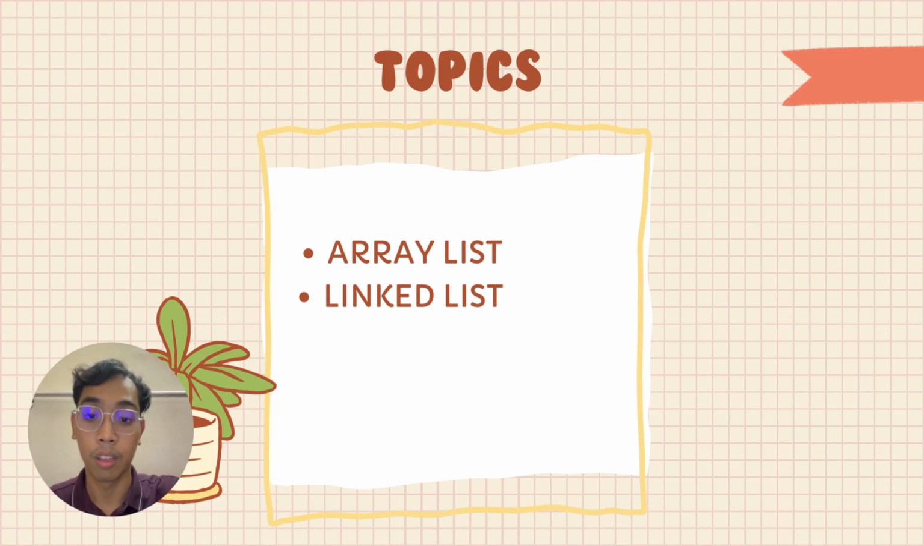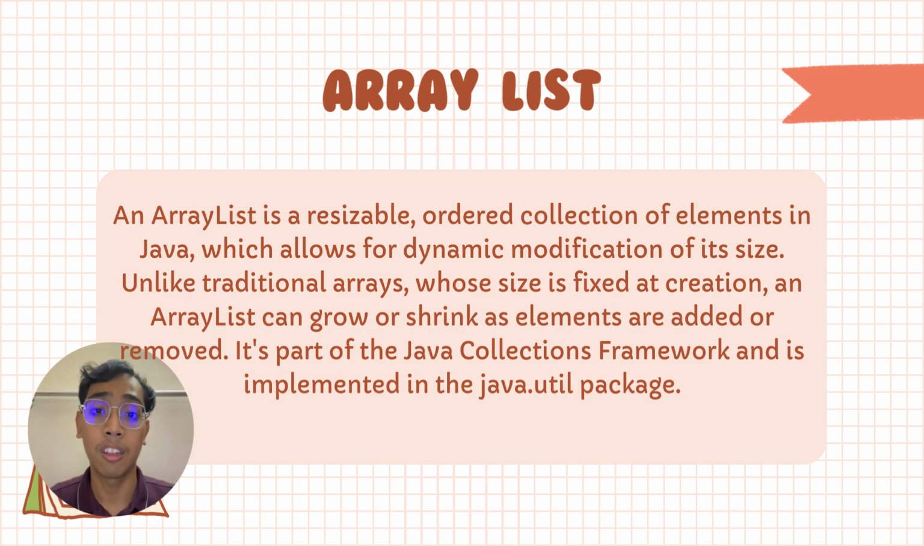Then the definition of an array list: an array list is a resizable ordered collection of elements in Java which allows for dynamic modification of its size. Unlike a traditional array, whose size is fixed, an array list can grow or shrink as elements are added or removed. It's part of the Java collection framework and is implemented in the java.util package.